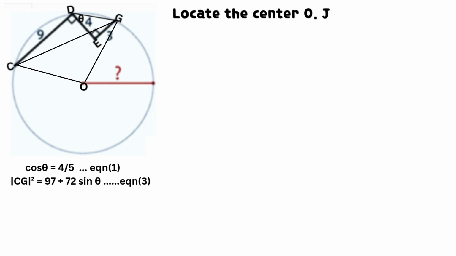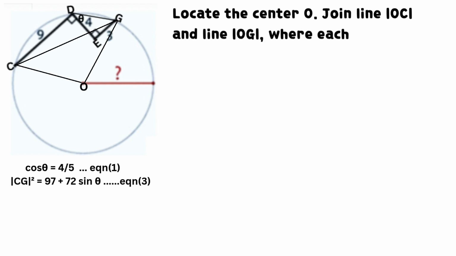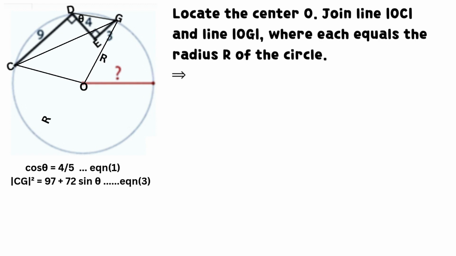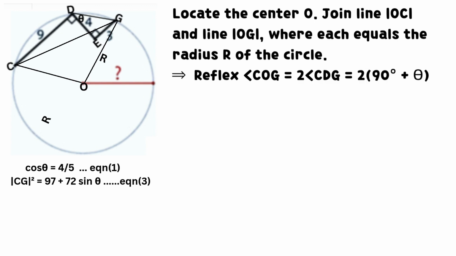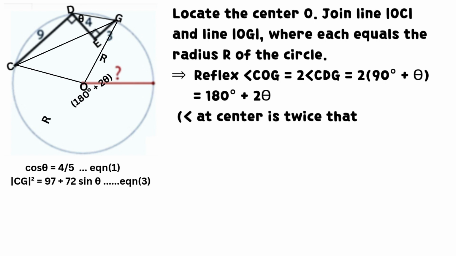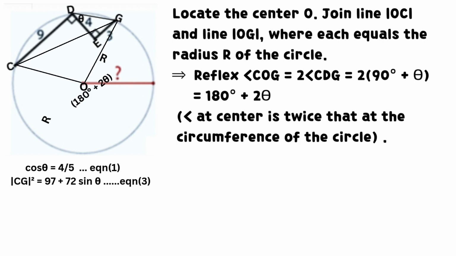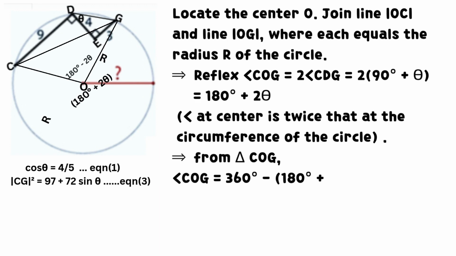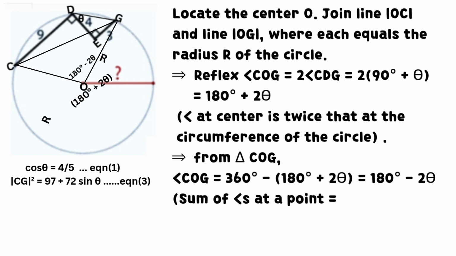Locate the center O. Join line OC and line OG, where each equals the radius, r, of the circle. It implies that reflex angle COG equals 2 times angle CDG, which equals 2 times the sum of 90 degrees and theta. This result equals 180 degrees plus 2 times theta. This is because the angle at the center is twice that at the circumference of the circle.